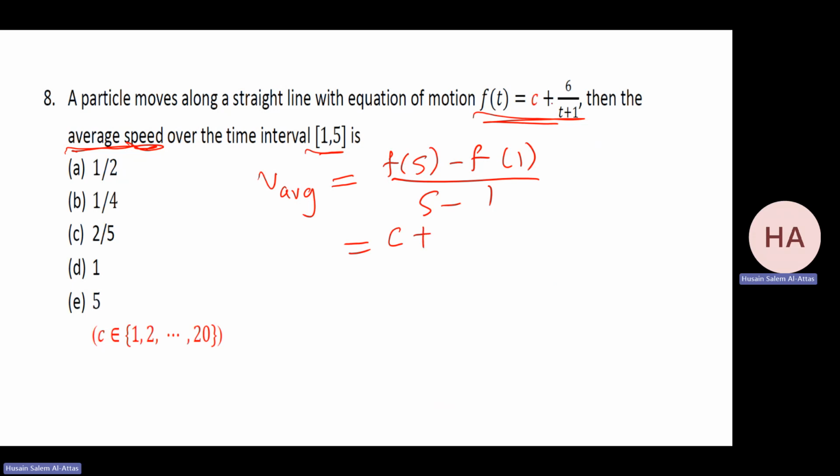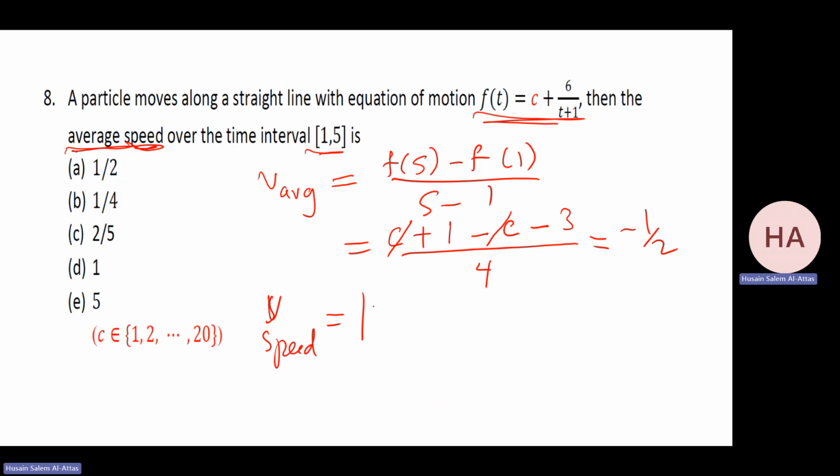It will be c plus 6 over 6, c plus 1, minus c, minus, this is c over 2, minus 3 over 4. That will be what? This is cancelled. Minus 2 over 4, minus half. So the average speed will be the absolute value of this, which is half, which is the distance.